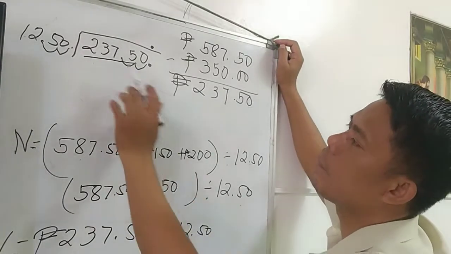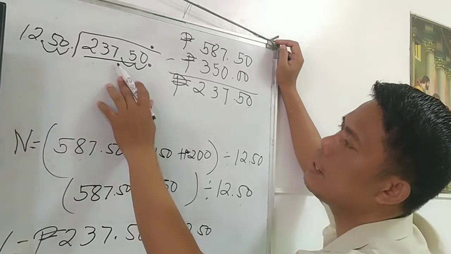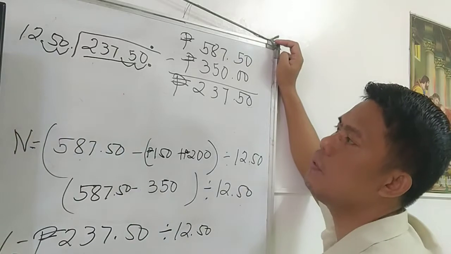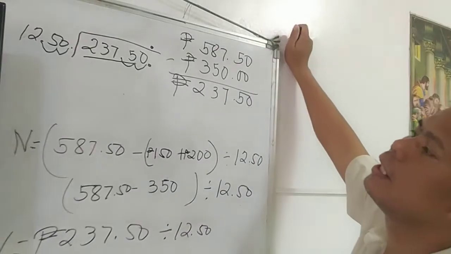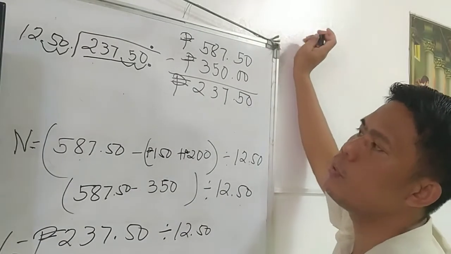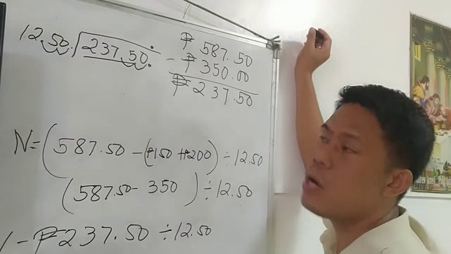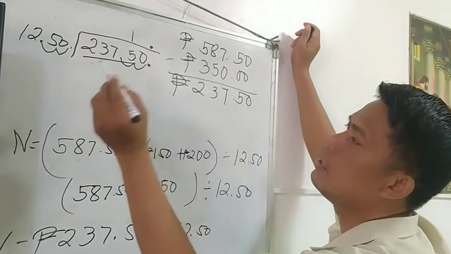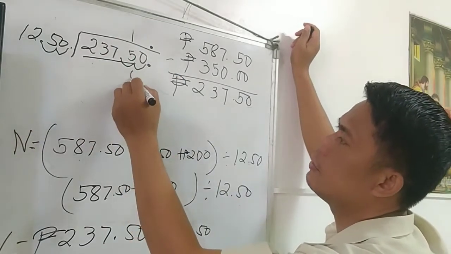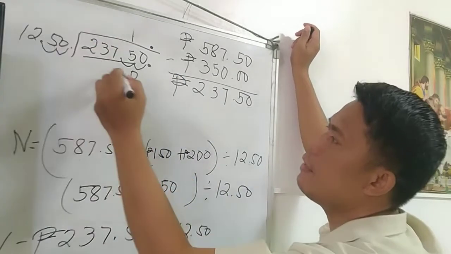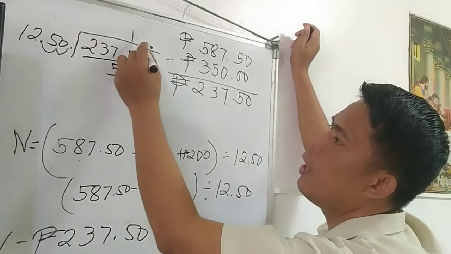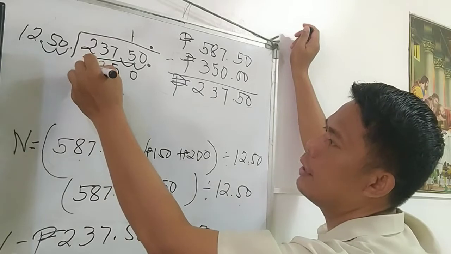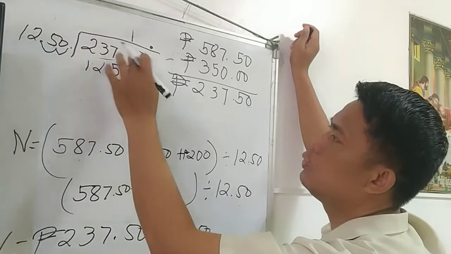We have 2,375 divided by 1,250. What should be the answer? If we put 2, it's more than 2,000. So we have only 1. So write 1 here. 1 times 0 is 0. 1 times 5, 5. 1 times 2, 2. Then 1 times 1, 1. Then we subtract.